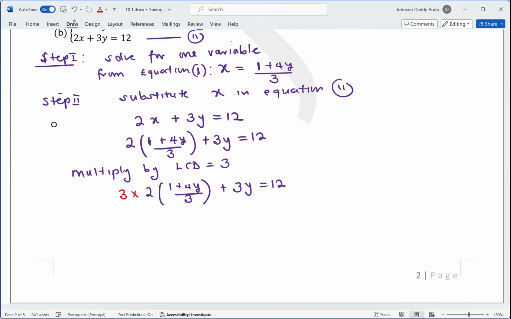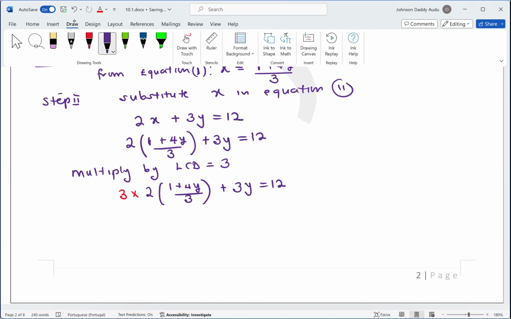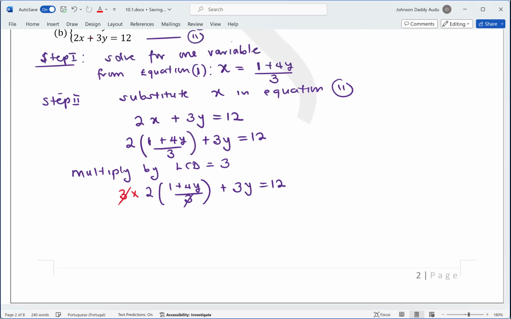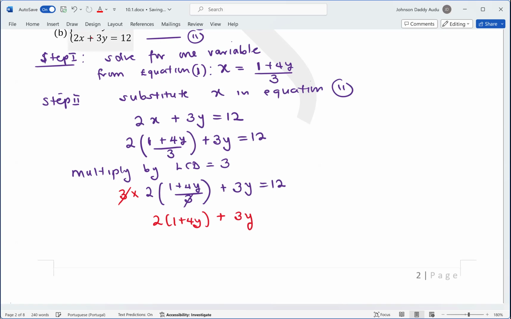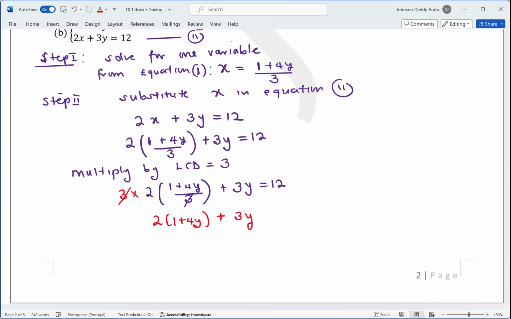Now, what will this be? It's simply this: 3 will cancel 3, so you have 2 here. So you will have 2 into 1 plus 4y plus 3y. And don't forget, here also we need to multiply by 3, sorry. Because if you're multiplying by the LCD, here you also multiply by 3, here you also multiply by 3, because everything needs to be multiplied. So this will become 9y, and this will be 36.